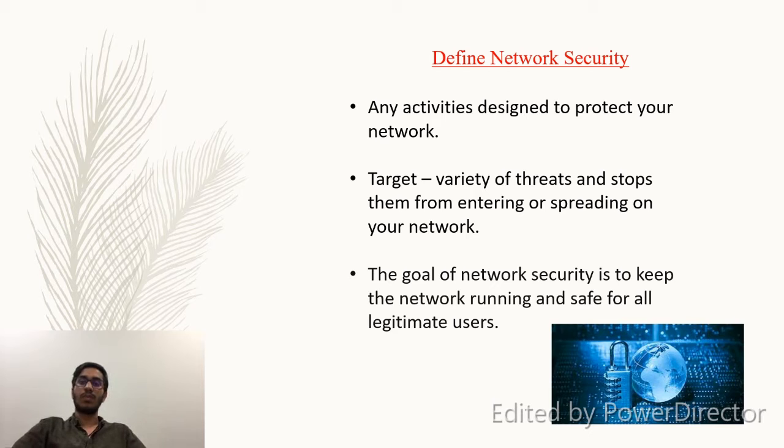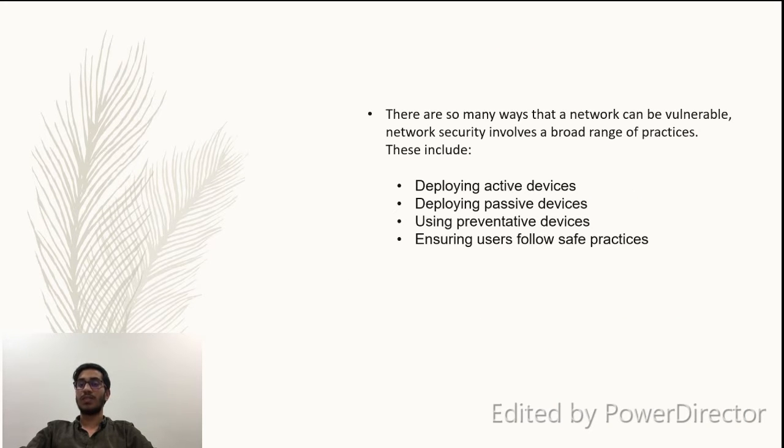Network security involves a broad range of practices. This includes deploying active devices, deploying passive devices, using preventative devices, and ensuring users follow safe practices. So now we will understand what these devices are. Deploying active devices means using software to block malicious programs from entering or running within the network, blocking users from sending or receiving suspicious looking mails, blocking unauthorized use of the network, and also stopping network users from accessing websites that are known to be dangerous.